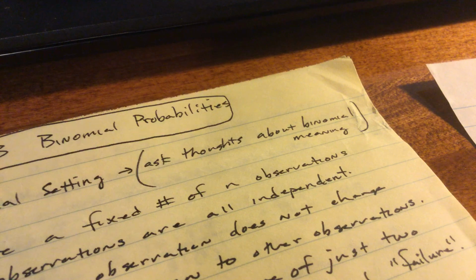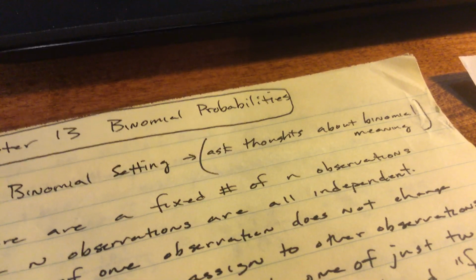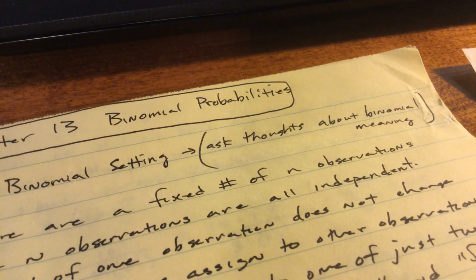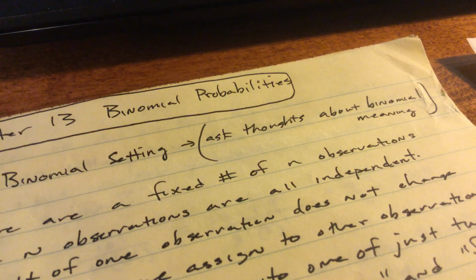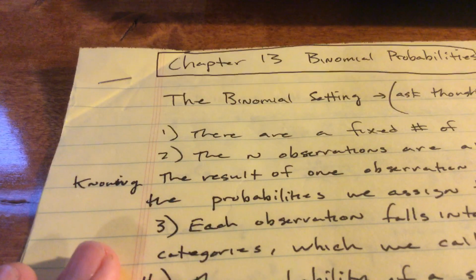All right, don't worry about the binomial setting. Binomial means two, okay? Success or failure. That is what binomial is. Something either succeeds or it fails. All right, everything else, write down.